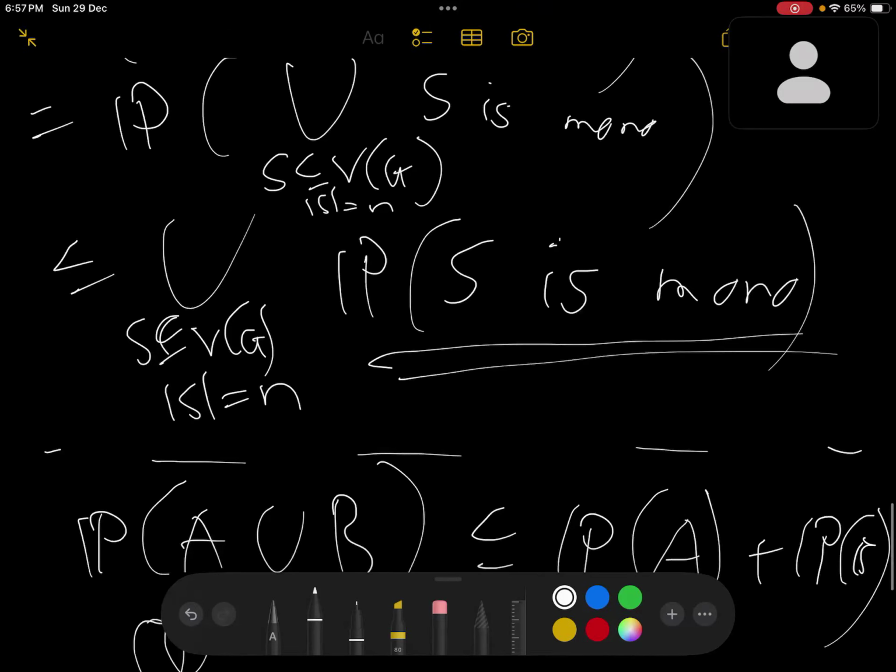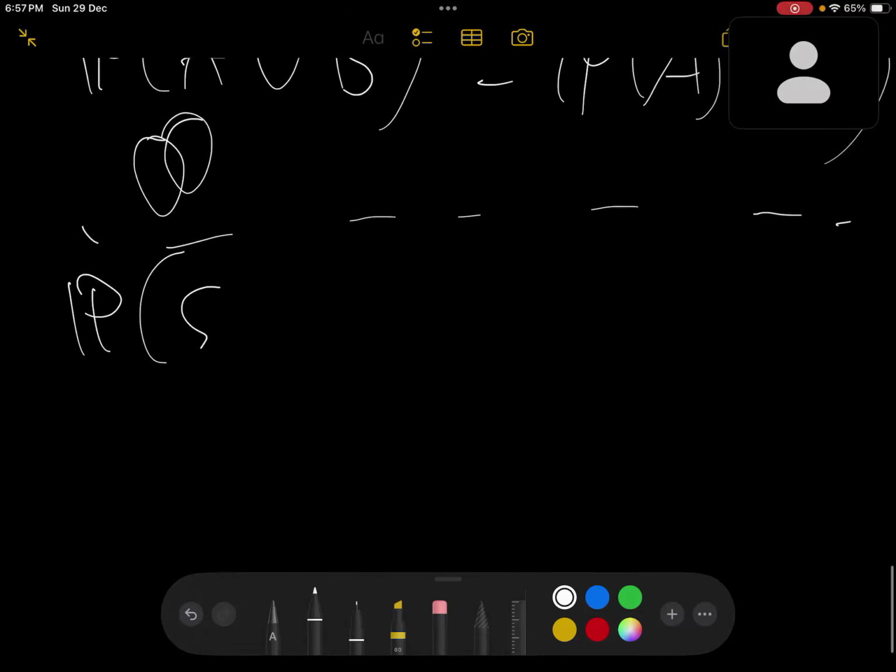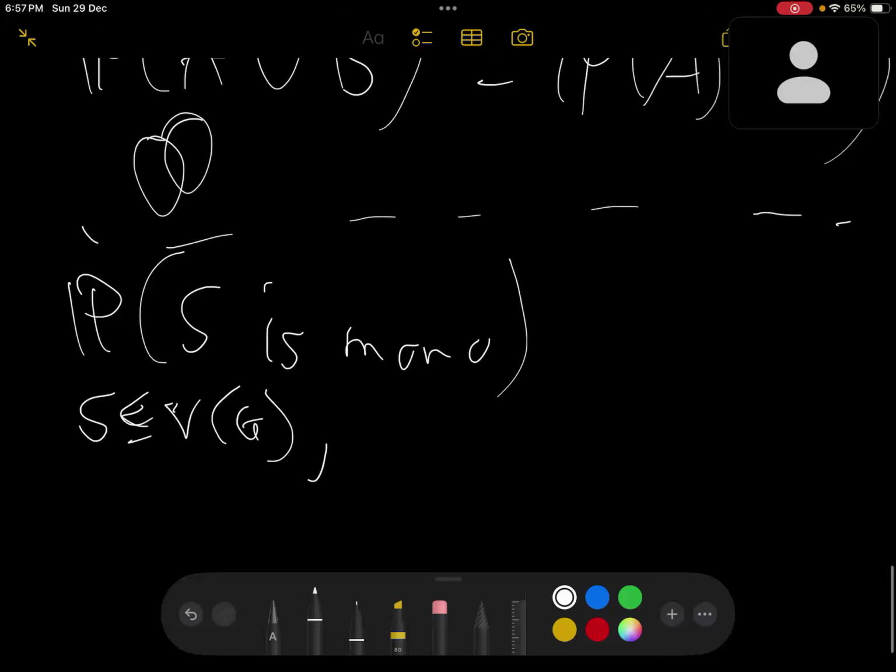So you are given some subset S of Vg of size n, and we want to know what's the probability that S is monochromatic. So tell me, what's the probability that S is monochromatic? S is a subset of Vg, size n. 1 by 2 to the n minus 1, right? 1 by 2 to the n minus 1. Well, okay, maybe I should not say S is monochromatic, but the subgraph induced by S is monochromatic, where we are coloring the edges.